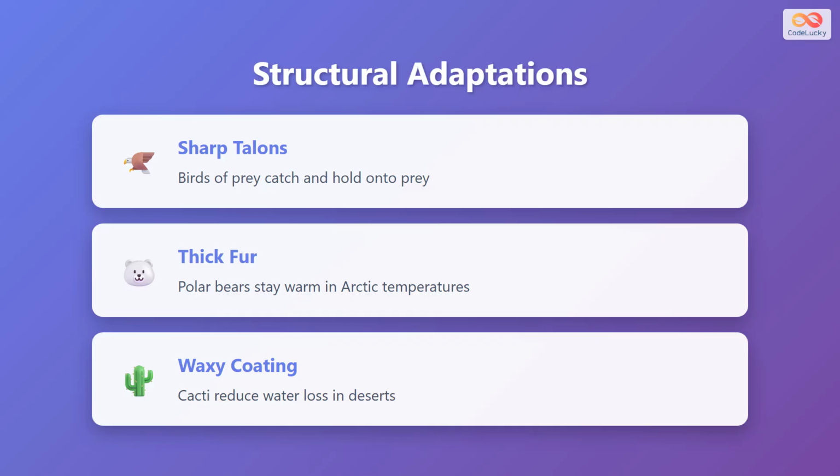Let us look at some examples of structural adaptations. Birds of prey, such as eagles and hawks, have sharp talons that help them catch and hold onto prey. Without these specialized claws, they would struggle to hunt successfully. Polar bears have thick fur that keeps them warm in Arctic temperatures that can drop to -50 degrees Celsius. This insulation is essential for their survival in one of Earth's harshest environments. Cacti have a waxy coating on their surface that reduces water loss in the desert, allowing them to survive months without rainfall. Each of these physical features gives the organism a survival advantage.